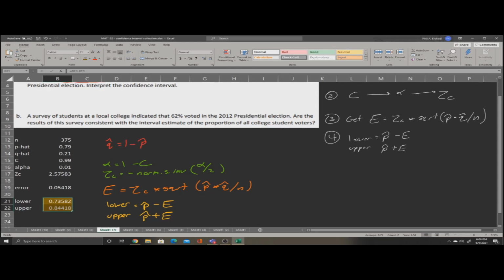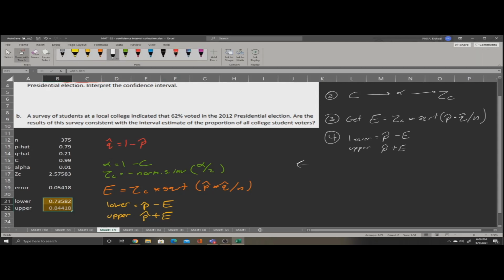Now let's draw a picture to symbolize this. Our marker on the left will be 0.73582, and our marker on the right will be 0.84418. Our confidence interval exists between these. This means we can say with 99% confidence that the true proportion of students who voted in the presidential election is between these numbers.